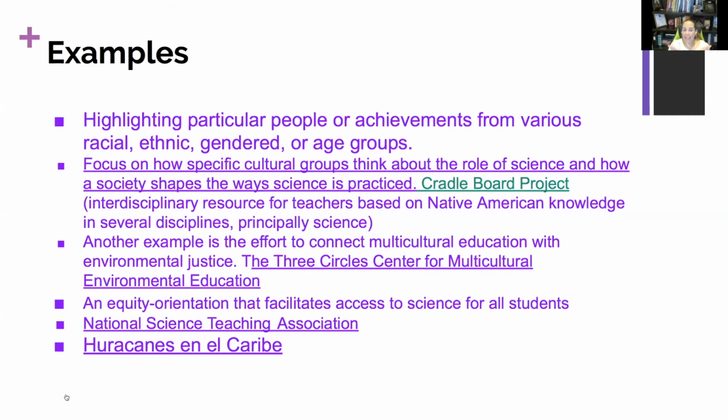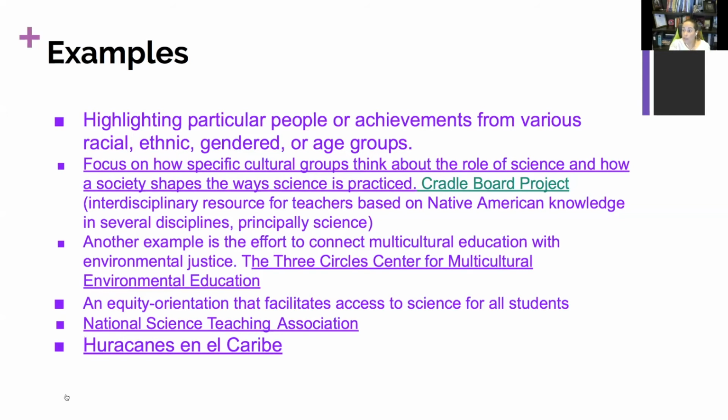So highlighting. So if you're going to talk about, let's say, I don't know, give me a science concept. I'm drawing a blank here. But if you're thinking of a science concept, hey, think about if there are particular people or achievements of various racial and ethnic or gendered or age groups that you can incorporate. Since science is written from a white Eurocentric male perspective, hey, incorporating women, women of color, indigenous women, okay? These make it more tangible for students.